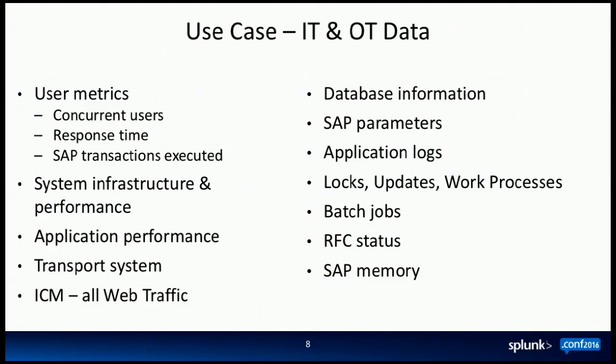So we started with the obvious stuff: user metrics, current users, report times, SAP transactions executed, system performance, application performance, web traffic in and out of SAP, information about the database, SAP parameters, all of the SAP application logs, batch jobs, the status of RFC connections between systems, memory utilization. I mean, this stuff is kind of, I would say, obvious, right? It's the first thing you think of when you talk about IT operations from an SAP point of view.